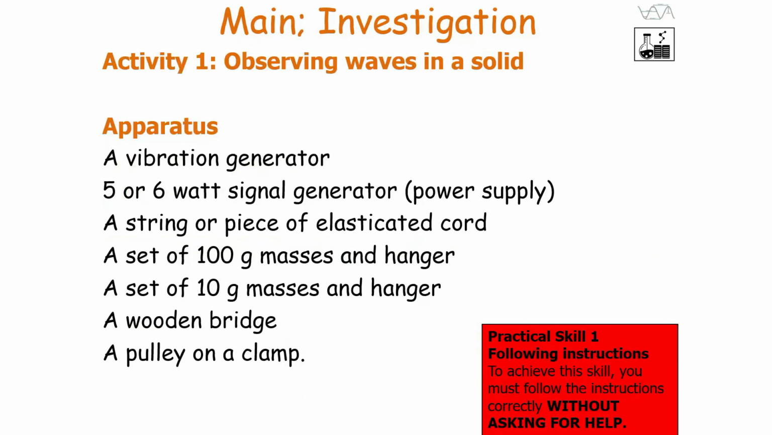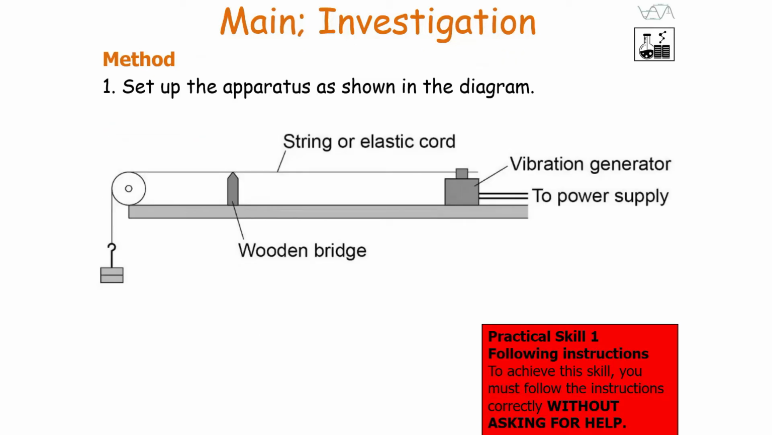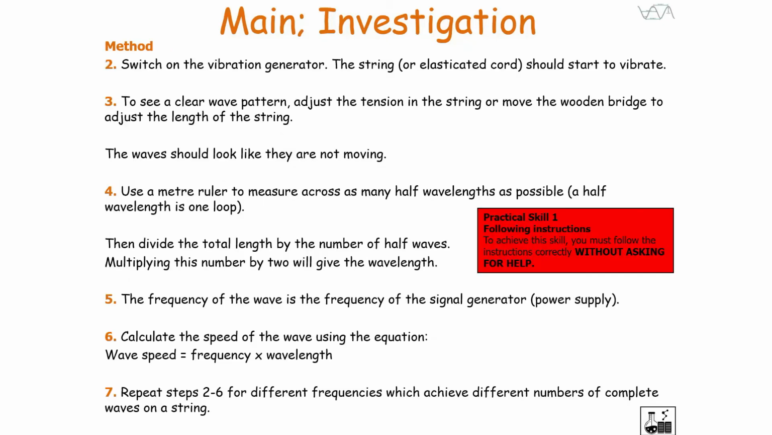So you would need a vibration generator, a signal generator, a string or a piece of cord, a set of 100-gram masses and a hanger, a set of 10-gram masses and a hanger, a wooden bridge and a pulley on a clamp. And you set up the apparatus as we can see in this particular diagram, with the vibration generator at one end of a string and a set of masses at the other end of a string, all suspended by using a wooden bridge and a pulley.